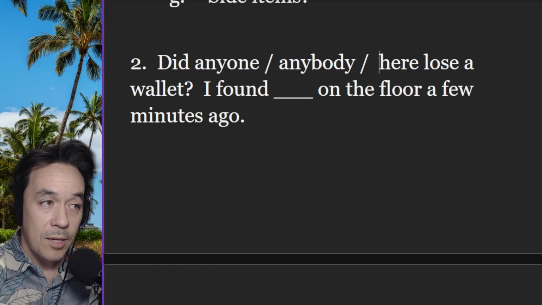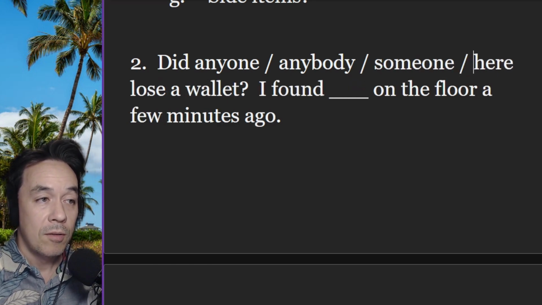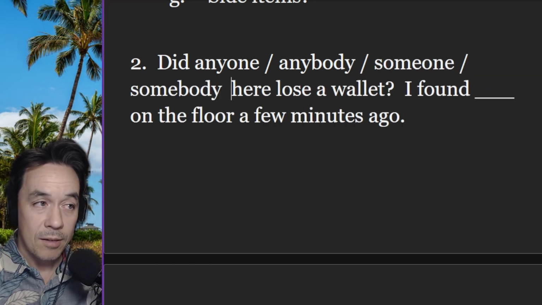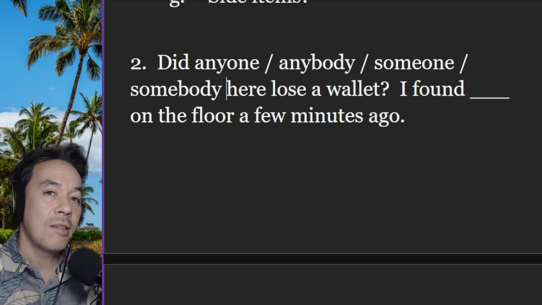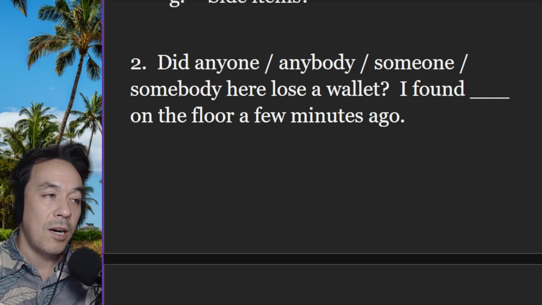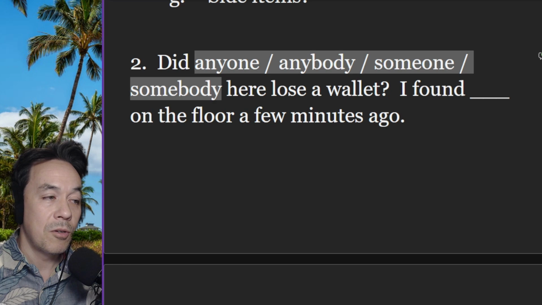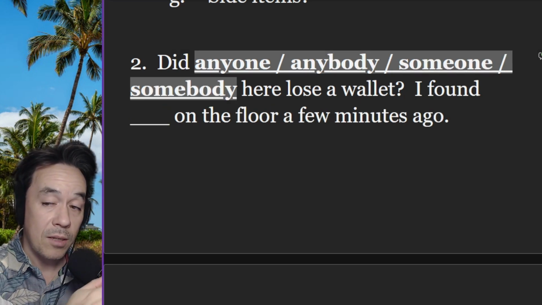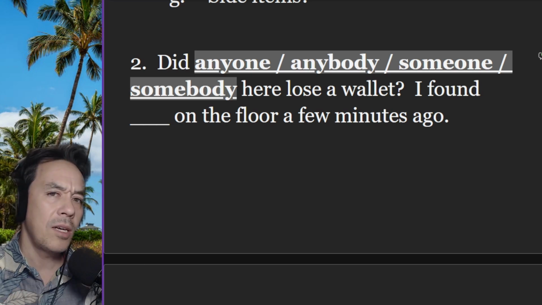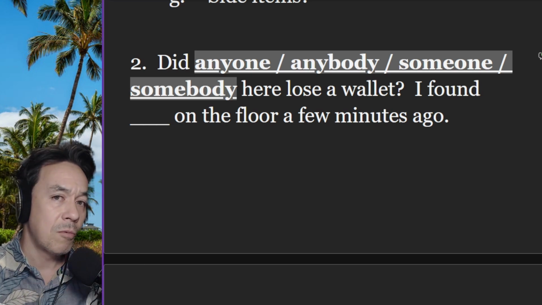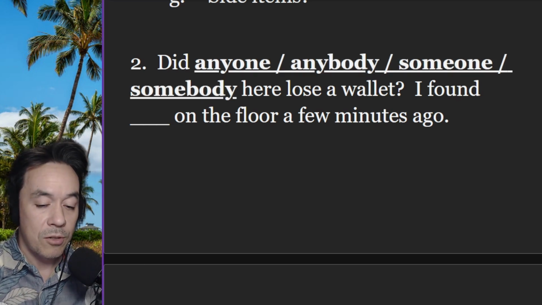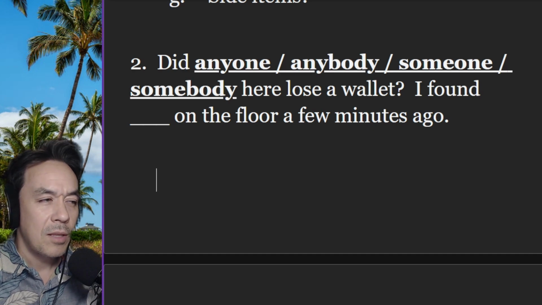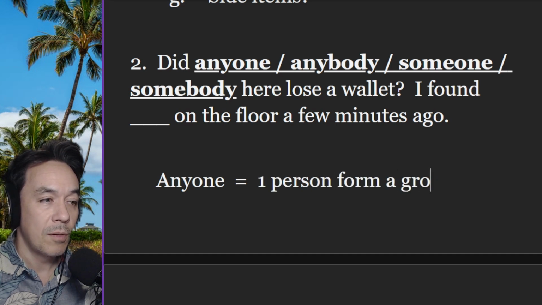You could also say someone or somebody. Okay, and this is a pretty common situation where students want to know which is correct. Which one? Is it somebody? Is it anybody? You can say either one is correct, is natural. I only explain the difference is that anyone means one person from a group.